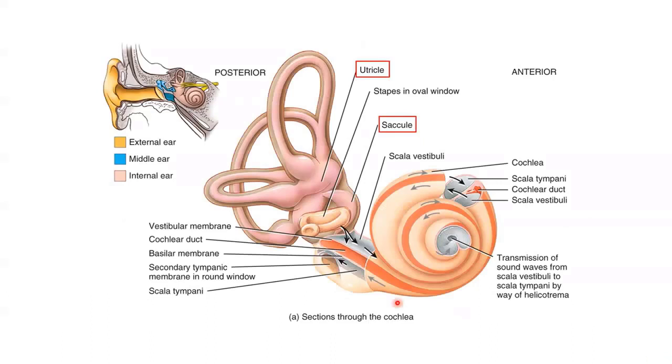So the vestibule is this middle portion of the inner ear here, right between our semicircular canals and our cochlea. The vestibule is made up of our bony labyrinth. Within that bony labyrinth, we have the utricle and our saccule. These make up part of our membranous labyrinth. Now, our utricle and our saccule are small fluid-filled sacs, which are lined with sensory hair cells that detect linear acceleration and also changes in the position of your head.